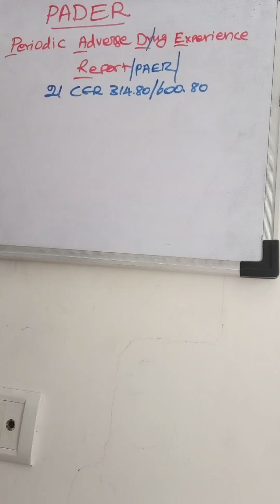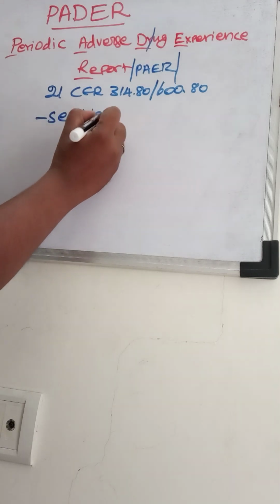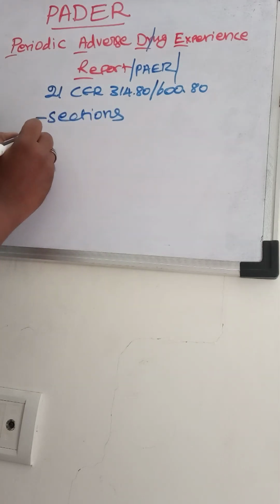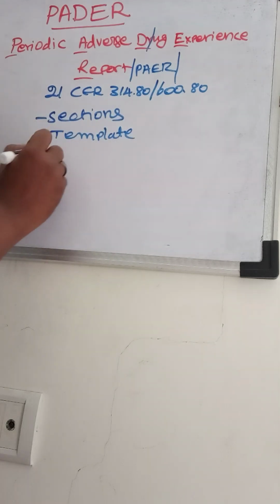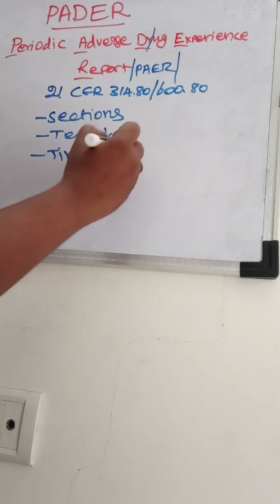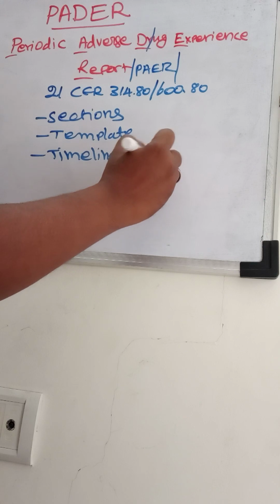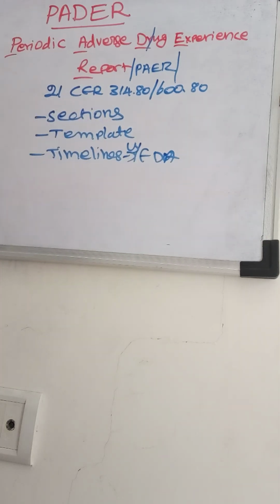So today's topic is to continue our PADER discussion, and here there was a request. They were asking what are all the sections involved in PADER, and what about the template and timeline for submission to USFDA. So, what are all the sections involved in the Periodic Adverse Drug Experience Report?